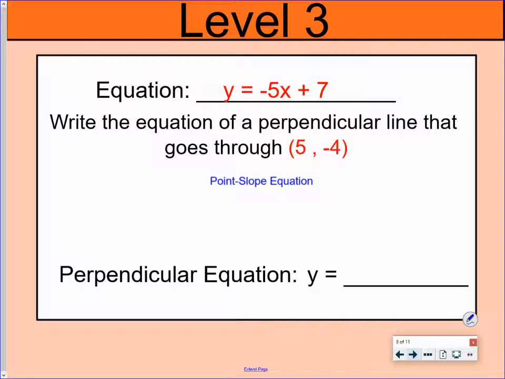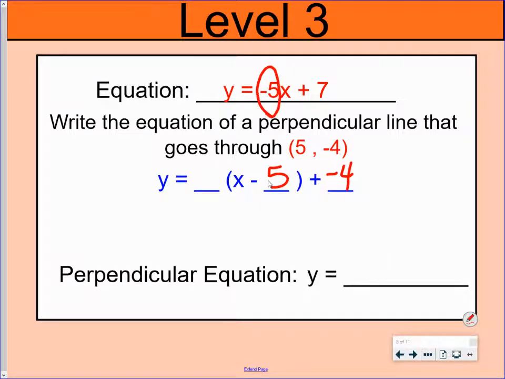All right. Well, what happens when we don't have a graph? Well, we can use our point slope equation, which we've been using a lot. We want to write the equation of a perpendicular line that goes through 5, negative 4. Well, we already have our point, 5 and negative 4. Perpendicular lines we know have opposite reciprocals of slopes. So here is the slope of the original line, negative 5.